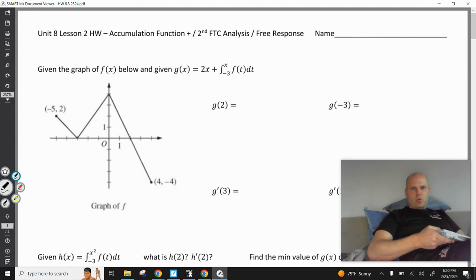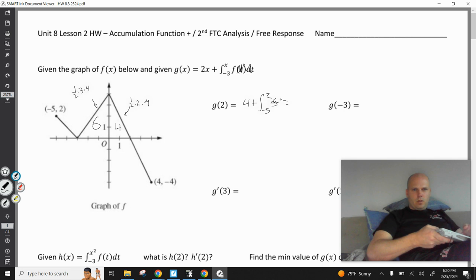We got G equals 2x plus the accumulation of F. I'm just not going to worry about that. And this is the graph of F. G of 2 would be then 4 plus the accumulation from negative 3 to 2 under F. So negative 3 is where I'm starting. 1, 2, 3, 1, 2, 3, 4. It's a 1/2 base 3 height 4, which is 6. This is a 1/2 base of 2 height of 4, which is 4. And then we'll stop there.